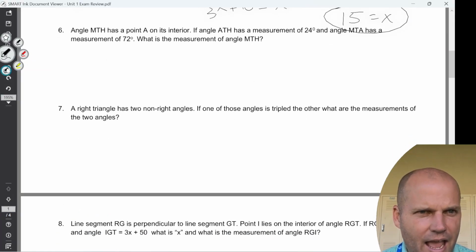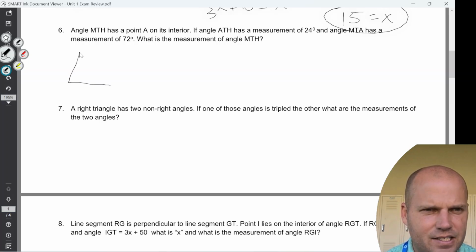Okay, moving into angles. Angle MTH has the point A in its interior.